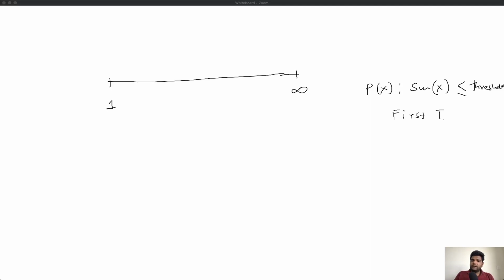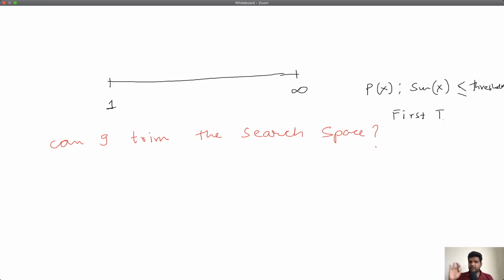The last part in doing this question is, can I trim the search space in some way? The search space that I have right now is potentially very large. It is infinite, right? You have 1 to infinity as your potential candidates for the divisor, out of which you have to search for the smallest. So now the next part is, can I reduce the search space? That trimming will have to happen from the ends, right? So you will either trim some part of the search space from here or from both.